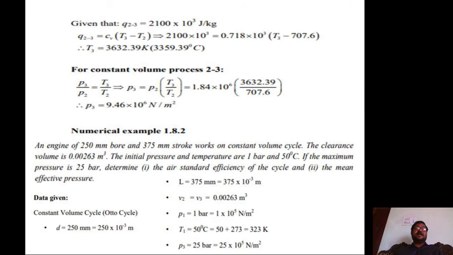Given data: the constant volume Otto cycle. Constant volume means Otto cycle, he has written in brackets. D is equal to 250 into 10 to the power of minus 3, L is the stroke length, 375 into 10 to the power of minus 3 meters. V2 is equal to V3, it is 0.00236 meter cube. P1 is equal to 1 into 10 to the power of 5 Newton per meter square. T1 is equal to 50 plus 273, 323 Kelvin. P3 is equal to 25 into 10 to the power of 5 Newton per meter square.